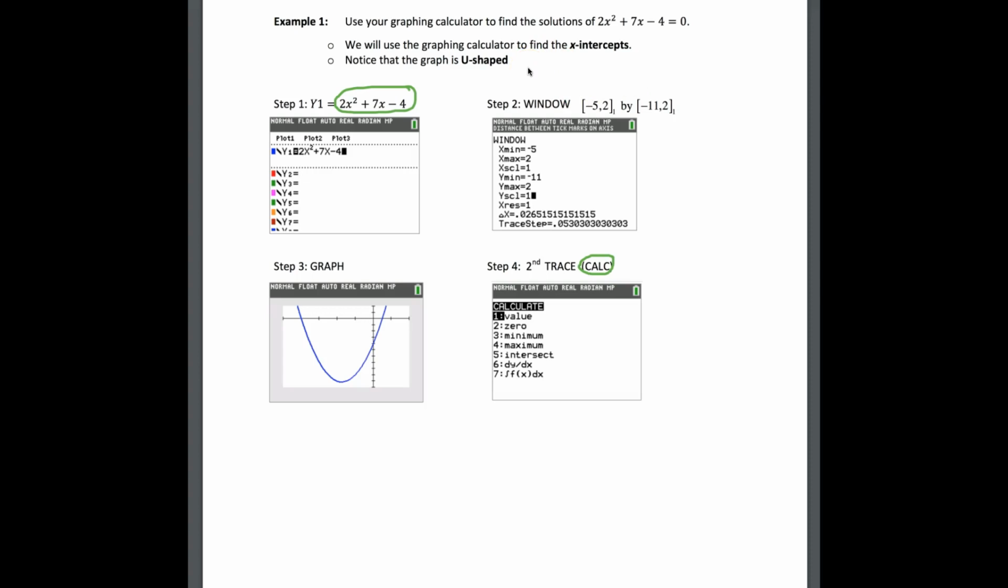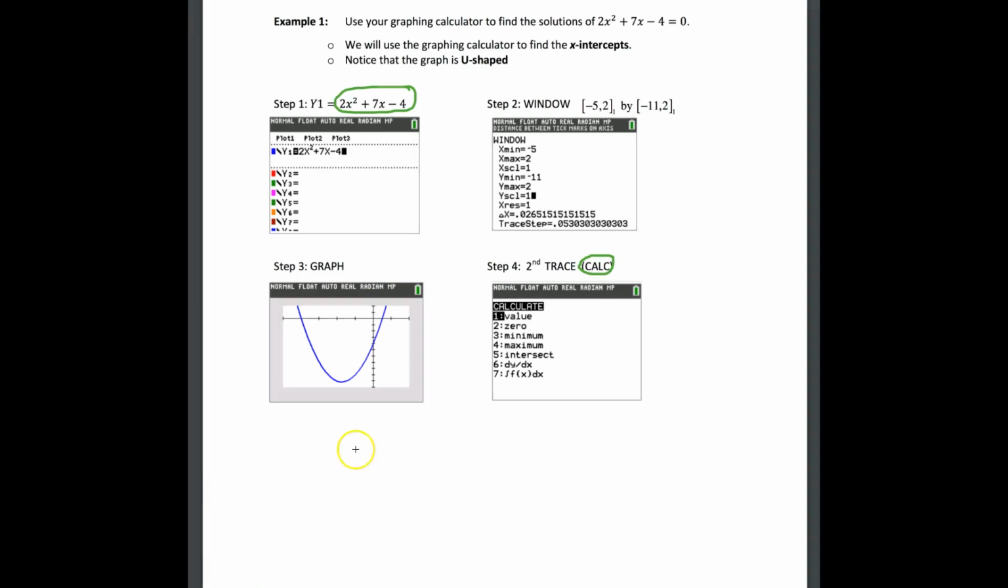Notice that the graph of a quadratic is U-shaped. It's called a parabola, and sometimes that parabola will be cupped up, and sometimes it'll be cupped down. All right, step 1, go to y equals in your calculator, and under y1 type in this formula. Next, we have to set a good viewing window. So I gave you this window suggestion. Remember how it goes: x-min, x-max, x-scale, y-min, y-max, y-scale. And I just typed in those corresponding numbers here in the window. Then press graph.